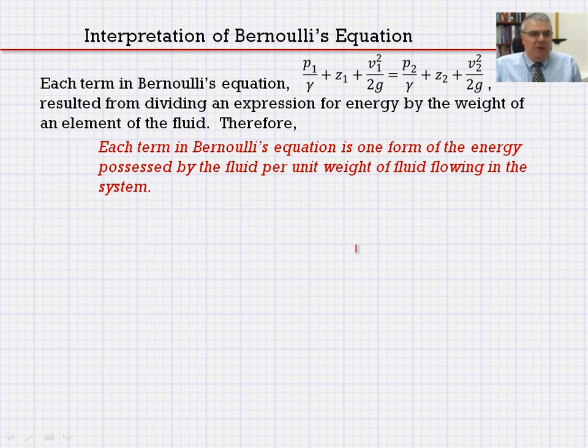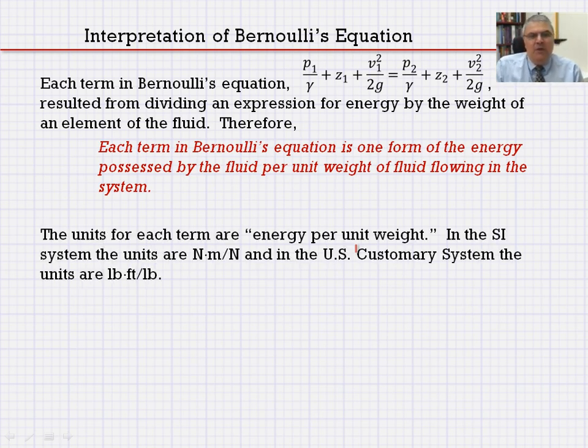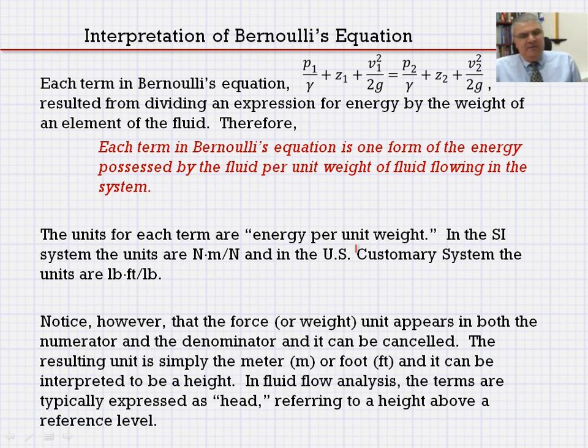So let's take a closer look at Bernoulli's equation. Each term in Bernoulli's equation is one of the form of the energy possessed by the fluid per unit weight of fluid flowing in the system, right? So the units for each term are energy per unit weight. Again, in SI system, the unit would be Newton meter per Newton, and the US customary unit would be pound foot per pound.